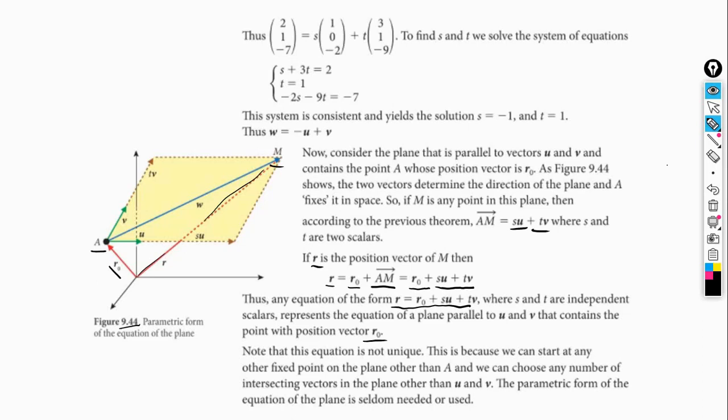Now, it is important to note that this equation is not unique. This is because we can start at any other fixed point on the plane other than A, and we can choose any number of intersecting vectors on the plane other than u and v. The parametric form of the equation of the plane is seldom needed or used.